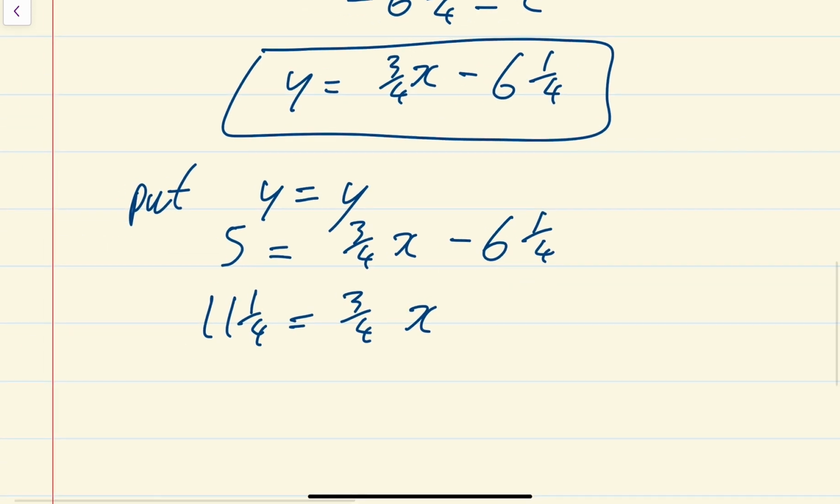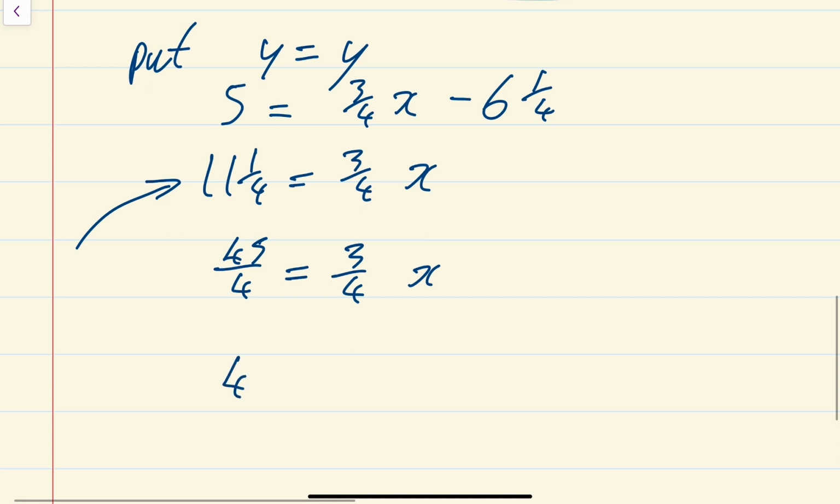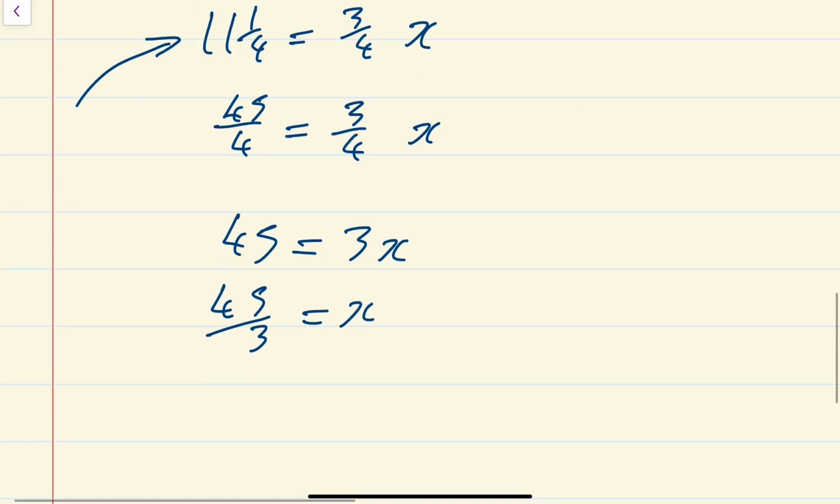Lovely bit of non-calculator work here. Make this thing here top heavy. So multiply 11 by 4, you get 44, plus 1, you get 45 over 4 is equal to 3 over 4 x. You could change that then by multiplying everything by 4, so just 45 equals 3x. 45 divided by 3 is equal to x, and x works out to be 15.